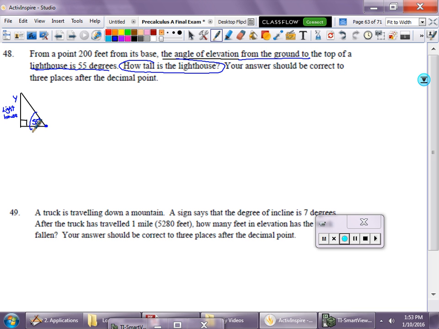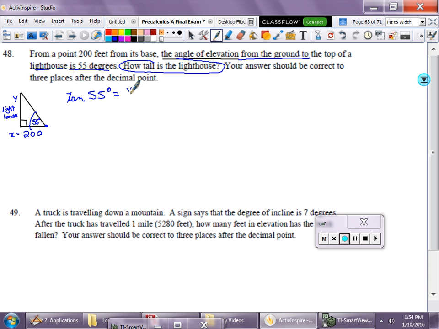You've got to see what ratio we're going to use. Everything goes back to the unit circle. We need to find y, and the point from its base is 200. This is your x. We look at which ratio we have: sine, cosine, or tangent. Sine is y over r, and we don't have r. Cosine is x over r, but tangent is y over x, so we're going to do tangent. Tangent of 55 degrees is equal to y over x.